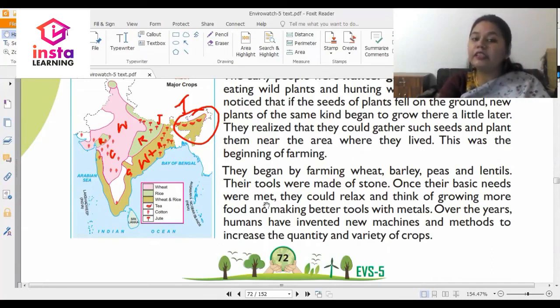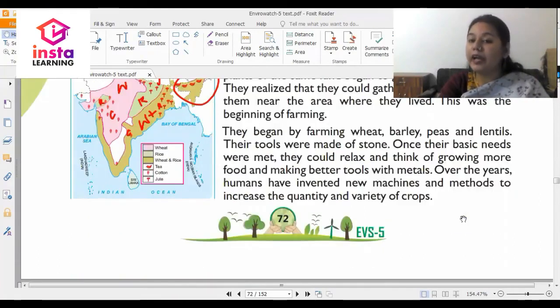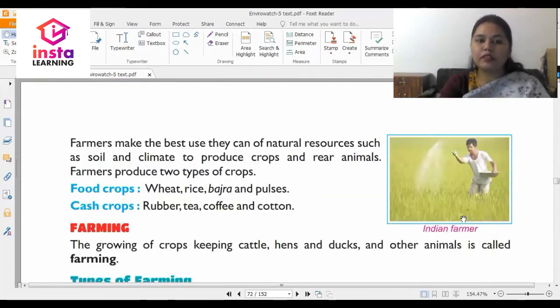Once their basic needs were met, they could relax and think of growing more food and making better tools with metals. Over the years, humans have invented new machines and methods to increase the quantity and variety of crops. Farmers make the best use they can of natural resources such as soil and climate to produce crops and rear animals. Farmers produce 2 types of crops.